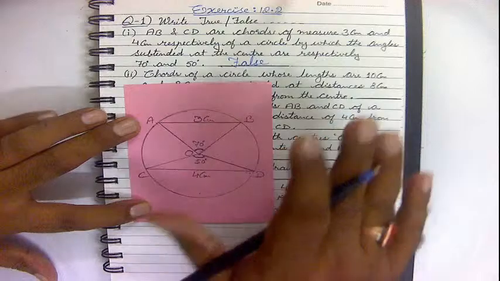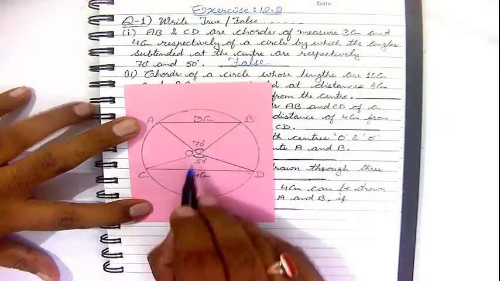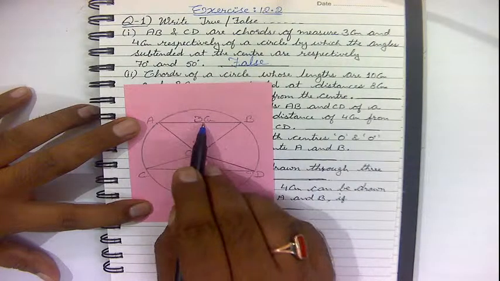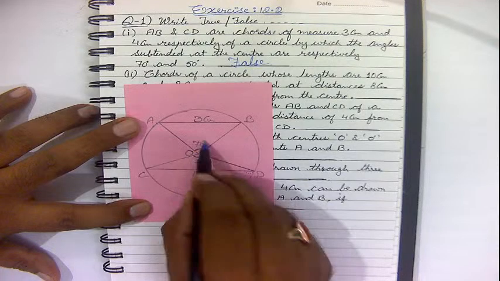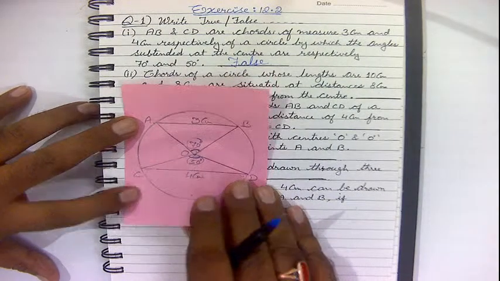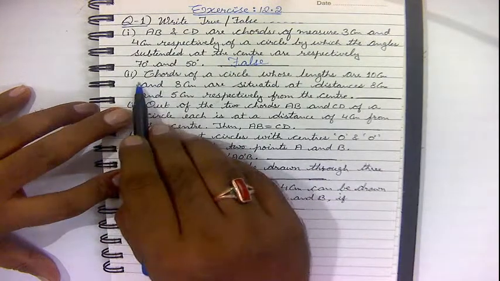What is the reason you can give? The reason you will give is that a longer chord subtends a greater angle at the center and a smaller or shorter chord subtends a smaller angle at the center. But this situation is not possible. Clear? Now let's move towards the second part.